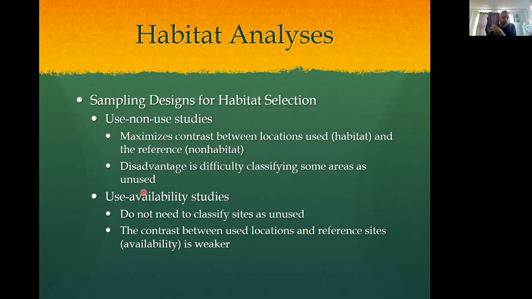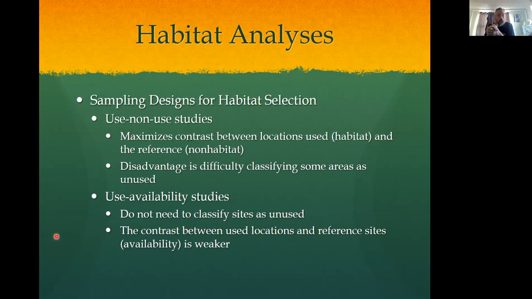In terms of trying to sample for any of this stuff, there are two main designs, I guess is the right word for this. We can talk about use non-use or use availability. Use non-use is the simple one, okay? Is an animal there or is it not? If an animal's there, it's habitat. And if it's not there, non-habitat.